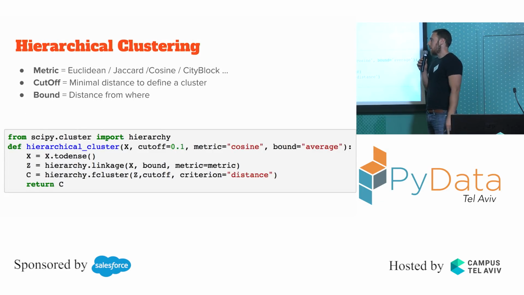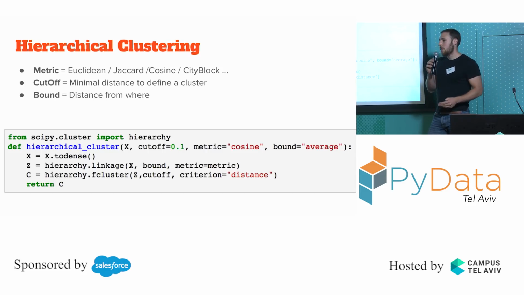This is how you do hierarchical clustering in Python. Pretty simple. SciPy has a very easy implementation for it. Hierarchical clustering has three hyperparameters. The first is what distance do you use? There are a lot of choices in SciPy.